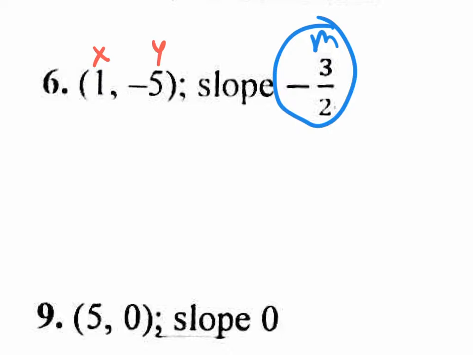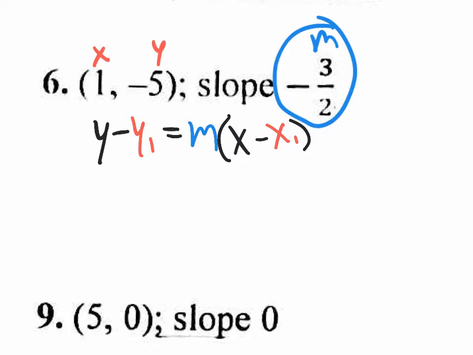Point slope form. If I give you a point and a slope, then go with point slope form, right? Point slope form right here is y minus y1 equals m parenthesis x minus x1 close parenthesis. Are you with me? So we do have an x1, y1. We do have an m, so why not go with point slope form?